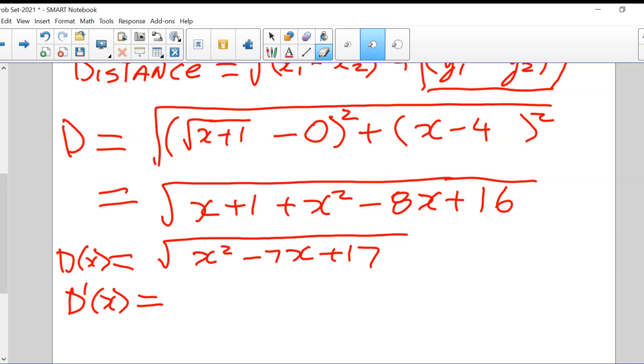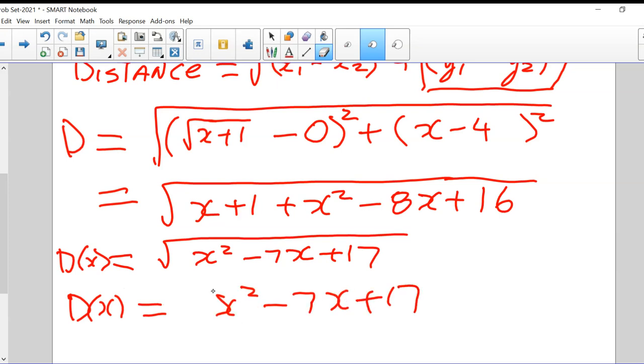Before I do that, let me make this equal to something to the power of a half. So d of x is equal to x squared minus 7x plus 17 to the power of a half. Not minus a half, but a half. Not sure why I said minus.